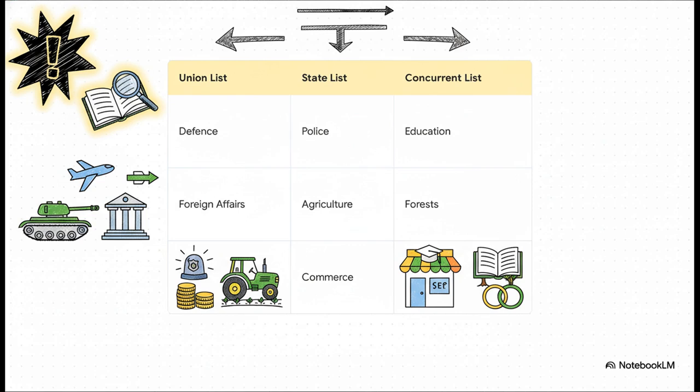The Union list covers subjects like defense and foreign affairs. The state list covers things like police and agriculture. And then we have the concurrent list, with subjects like education and forests, where both the Union and the state governments can make laws. You must know these lists.